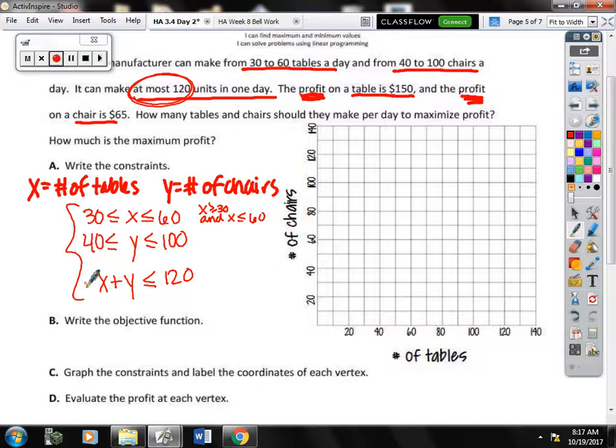And then our objective function. Another way to decipher information for the objective function is to look for maximize or minimize. Whenever you see that you're maximizing profit, anywhere you see the word profit, that's going to be in your objective function. I saw most of you getting this. The objective function should be 150x plus 65y. Okay. Go ahead and see if you can graph that and evaluate to find the maximum values.